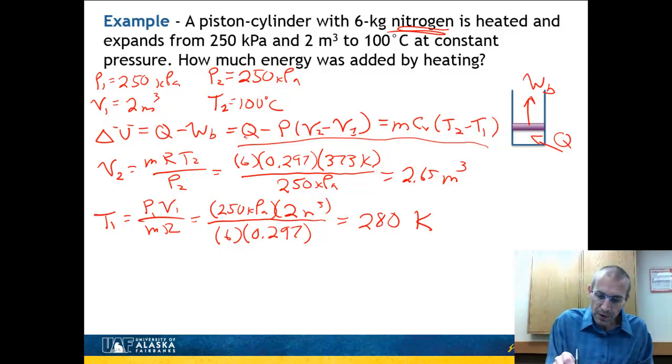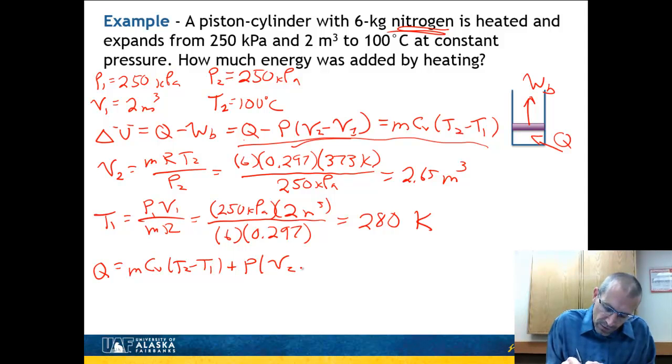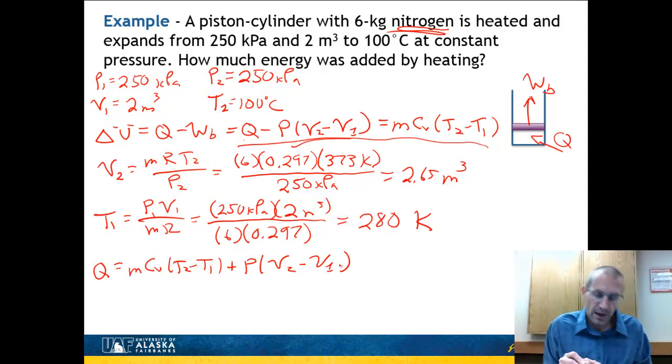So now we're going to go back up here, and I'm going to solve for Q. And from this equation, I'm going to move my PV term over to the right-hand side. So I've got Q is equal to mCV (T2 minus T1), and then it's going to be plus P (V2 minus V1). And I've got all my terms, so I just need to plug them in there now.